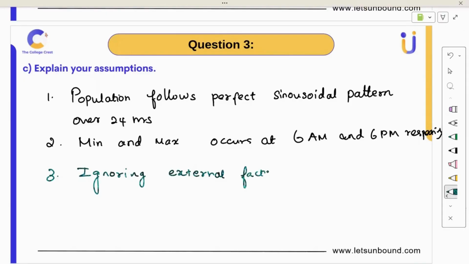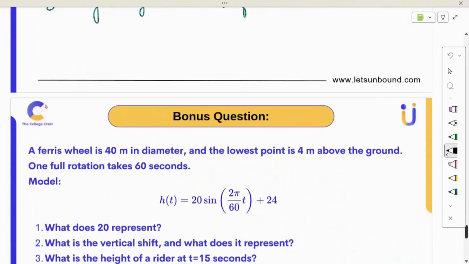Okay, and that's why it's completely constant, having a rate of change that is smooth and continuous. If you don't ignore external factors, it will be different at different times. So these are our assumptions over here. And with this, we are completing the third problem.